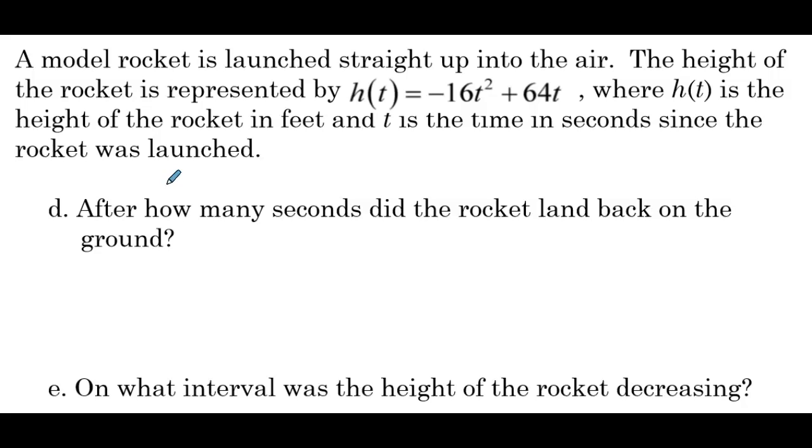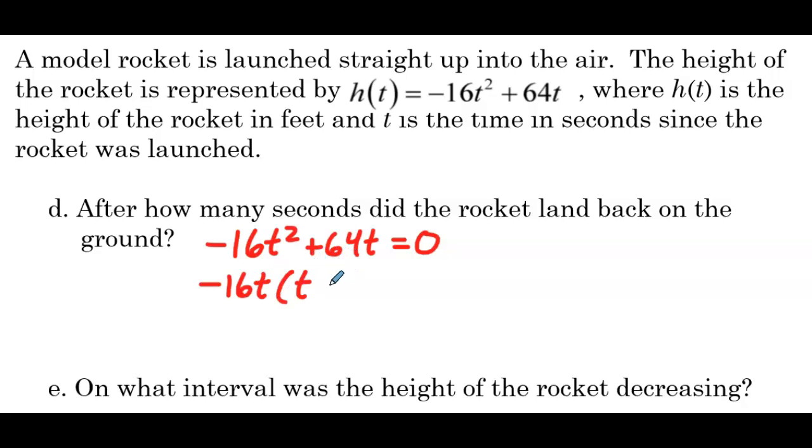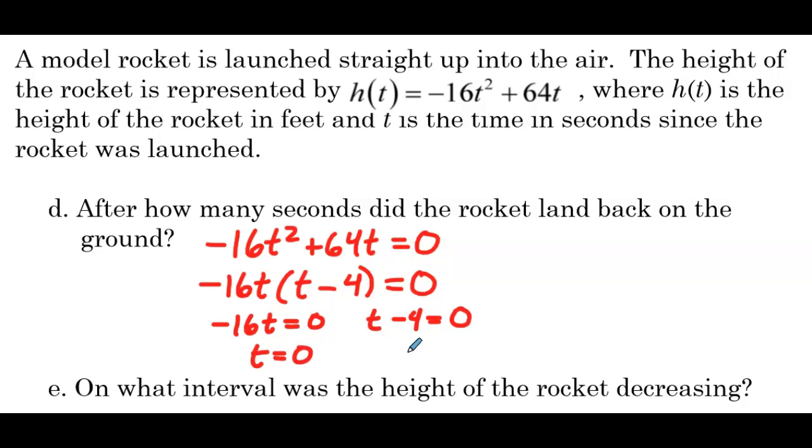Still the same problem, part D. After how many seconds did the rocket land back on the ground? So we're looking for the x-intercept, or the x-intercepts. So we'll set negative 16t squared plus 64t equal to 0. We can take a greatest common factor of negative 16t out. That leaves us with t minus 4 equals 0. So either negative 16t equals 0 or t minus 4 equals 0. So t equals 0 or t equals 4.